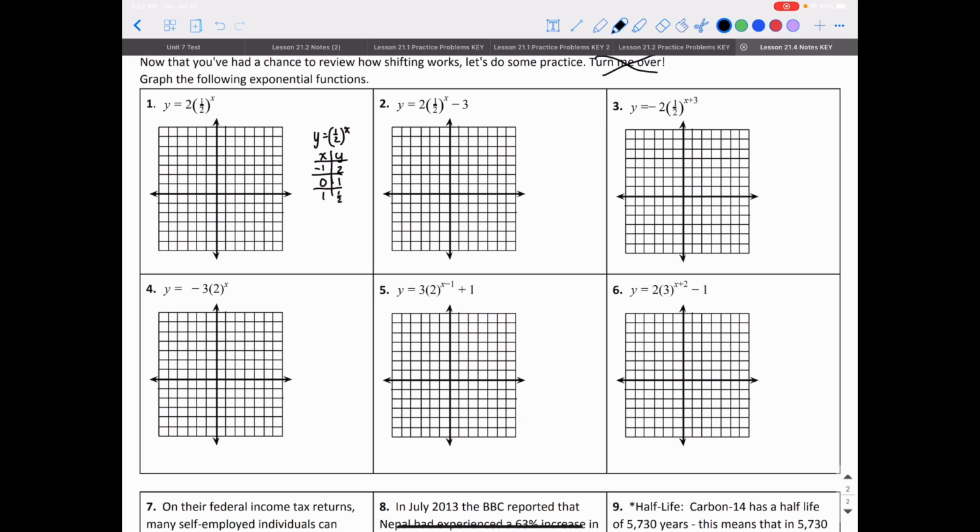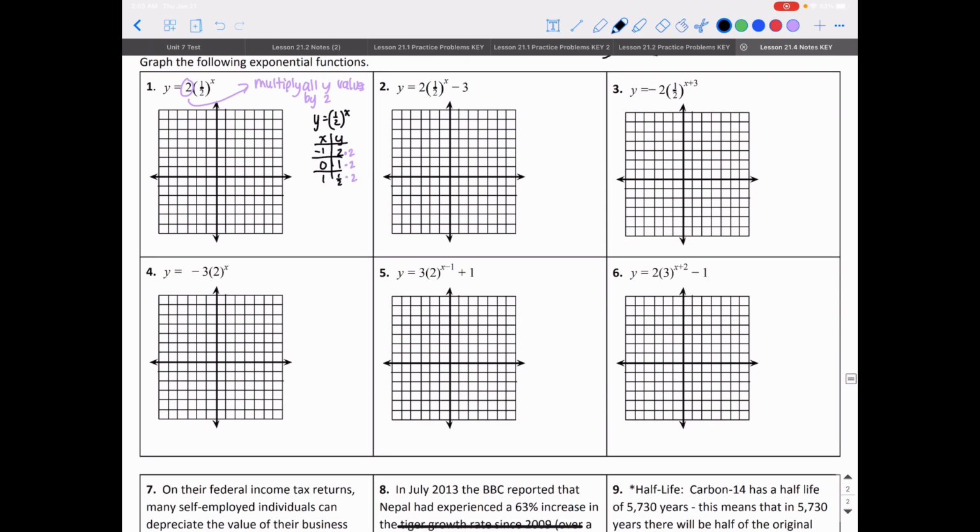What I'm going to do when I see a coefficient in front, just like when I saw the negative in front, this means I'm going to multiply. So I'm going to multiply all y values by 2, whatever number I have in front. If it was negative, I would multiply them by -2. In this case, I'm going to multiply them by +2. And hopefully this is easier for you to see than the last examples we just did.